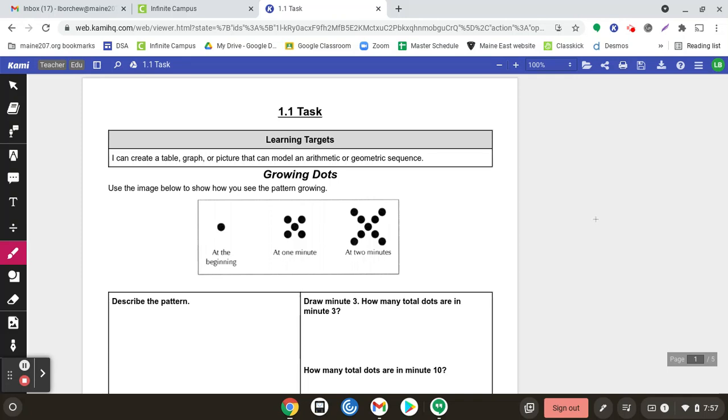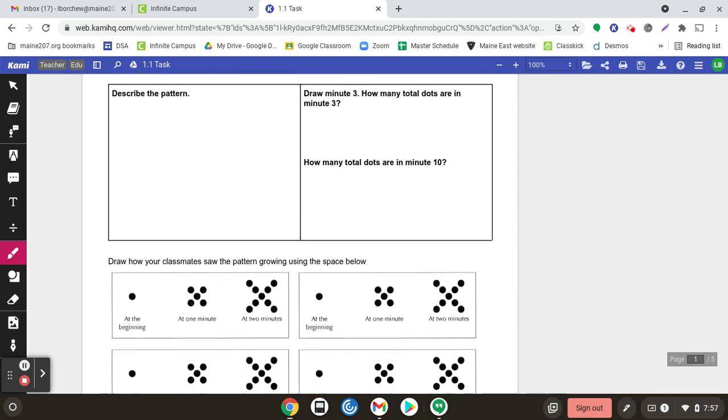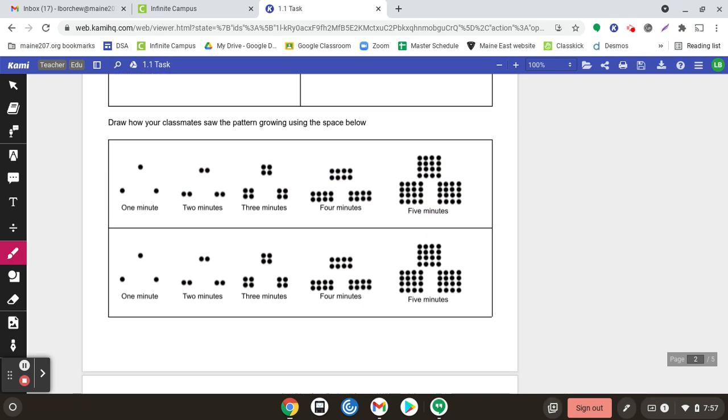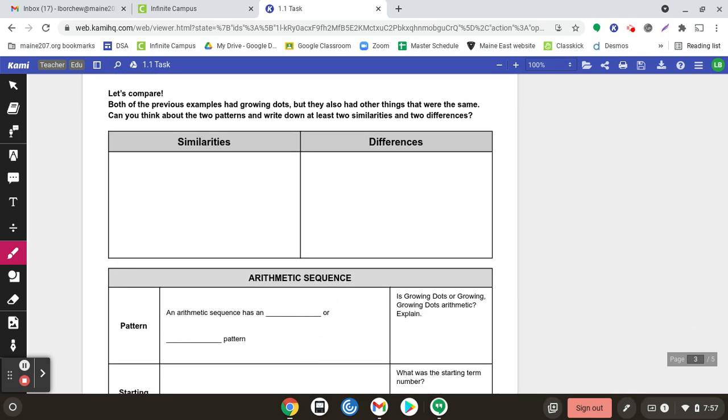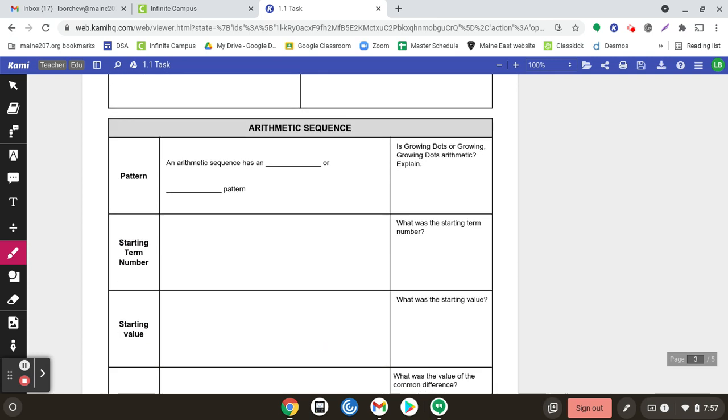Welcome to task 1.1. We're actually not going to start on page 1, and we're going to skip over page 2, and we're going to go to page 3, not at the very top, but where it starts with arithmetic sequence. And we're going to fill in that table.